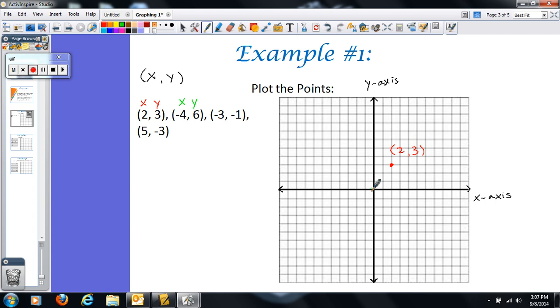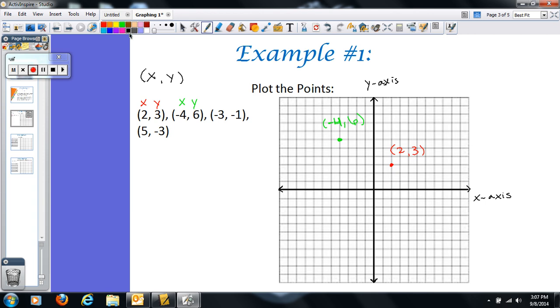Negative 4 for the x. 1, 2, 3, 4. Again, it's negative, so I'm going to go to the left, and I'm not sure why I drew that because I shouldn't have. So negative x, I'm going to go to the left. 1, 2, 3, 4. And it's positive 6 on the y, so I go up 6. 1, 2, 3, 4, 5, 6. And this is the point negative 4, 6. And that color appears to not be very good for this.